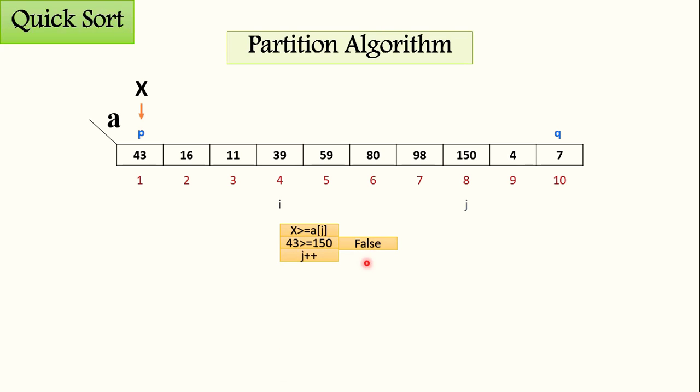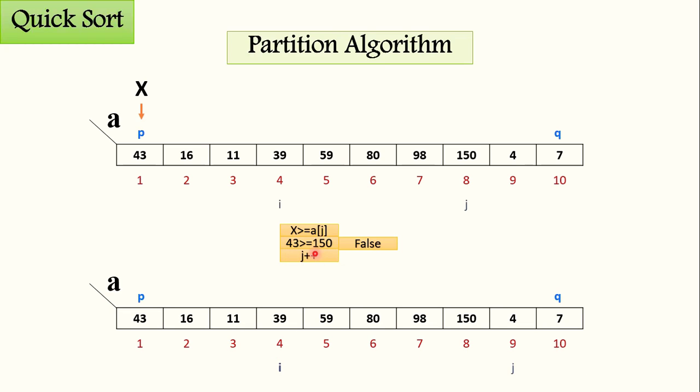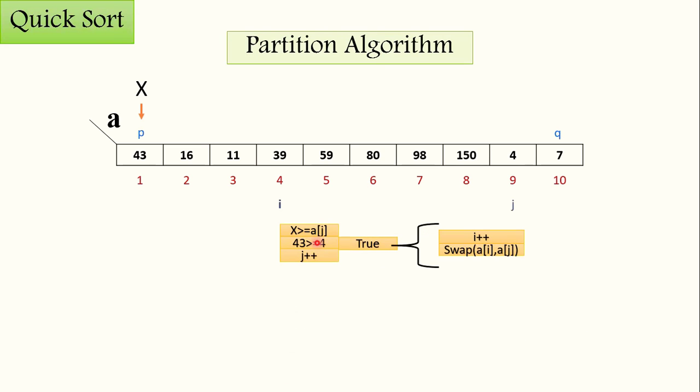Okay, we can see X is 43 and AJ is 150. So is 43 greater than or equal to 150 false or not? It is false. So J is incremented by 1 and J becomes 9. I remains the same, nothing changes in I because we do not take any action. So X is 43 and J is 9, which means AJ is A9, and A9 is 4. Is 43 greater than 4 yes or not?